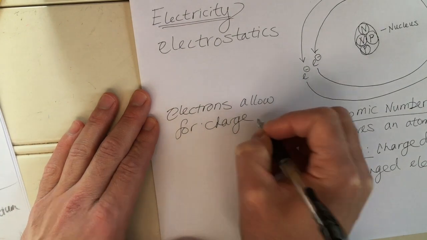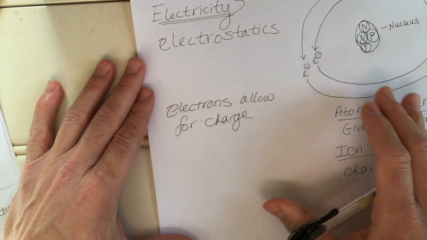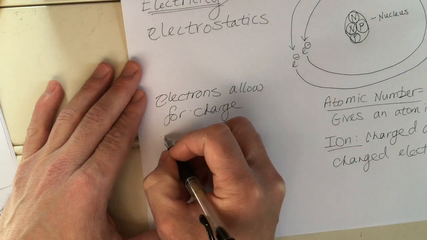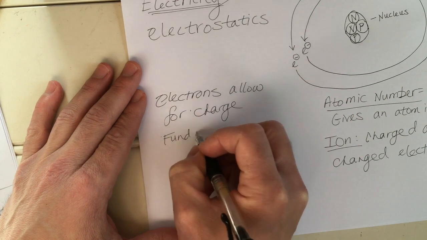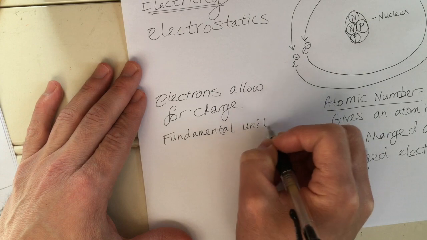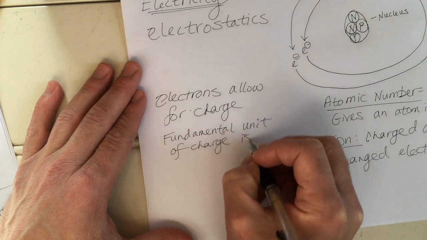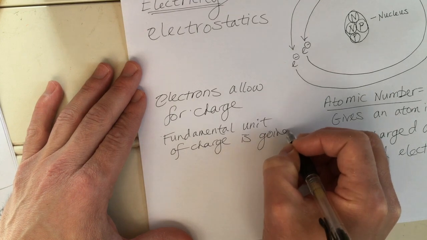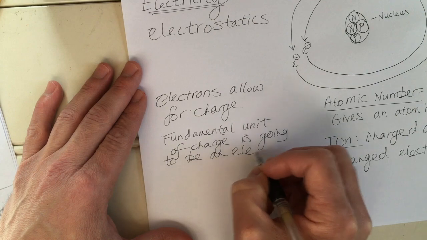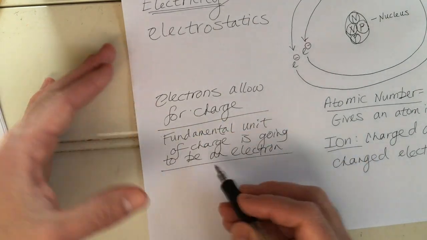But that kind of gets at the idea that the basic unit of charge is going to be an electron, right? I guess I can write that as the fundamental unit, the basic unit. And I'm going to come back to that in a second here.